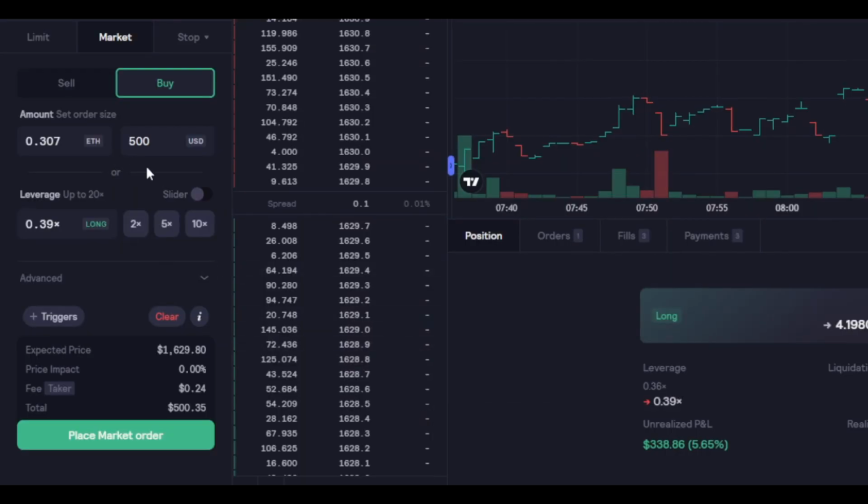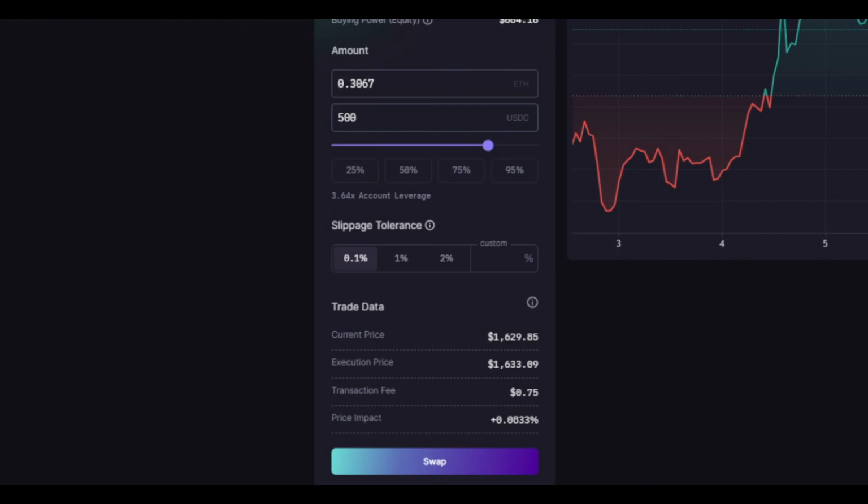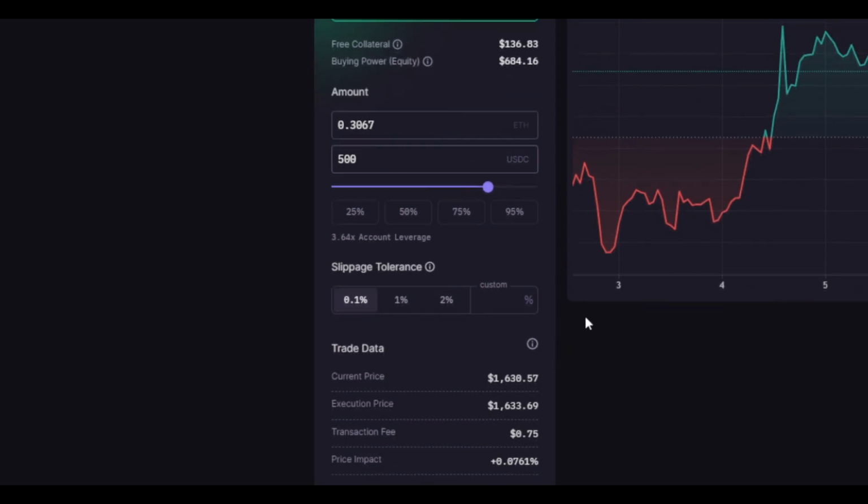But if I open up DYDX and we're doing a similar trade, it's only costing 24 cents, and you're getting better execution here as well. So the expected price on here is like 1,631. We go back to Rage Trade, 1,633. And so you're getting better execution and less transaction fees on DYDX versus Rage Trade. So it's not looking good there.